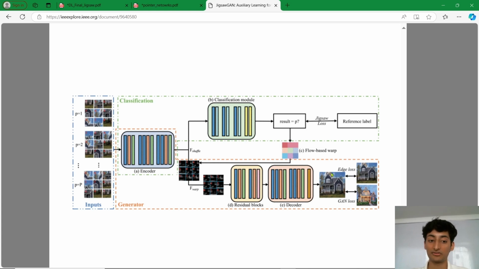The edge loss is specifically so that, like I mentioned, the edges are smooth and the gradient flows smoothly in them. So this is captured by the edge loss so that correct pieces are aligned with their correct neighbors. And then there's GAN loss, which ensures that the image looks coherent and the image is actually a real house. So they backpropagate on two different branches, which is edge loss, GAN loss, and the jigsaw loss. So this is how backpropagation happens. And in the process, they learn the parameters of the residual blocks, the decoder, the classification module, and the encoder.